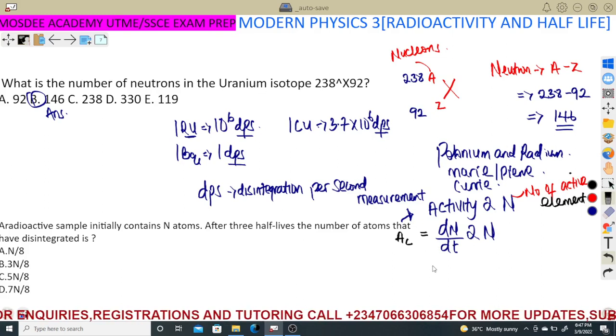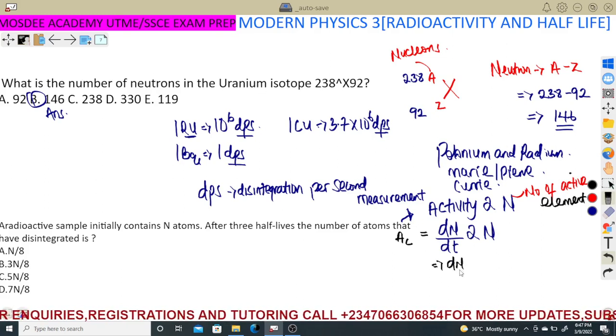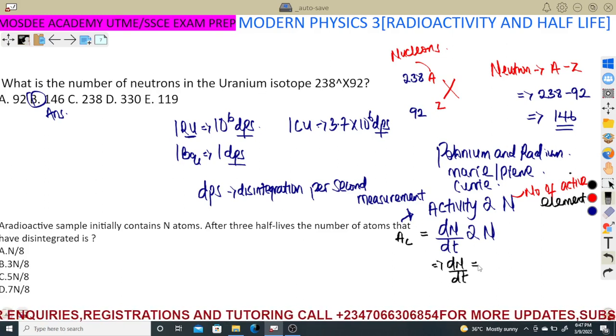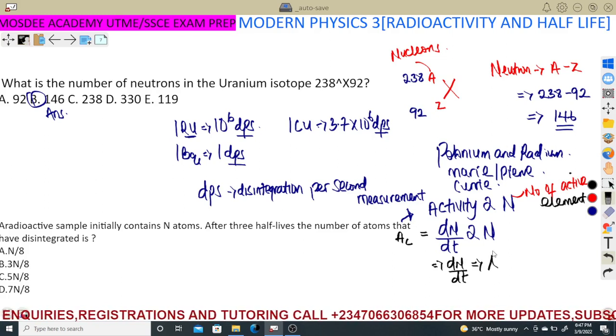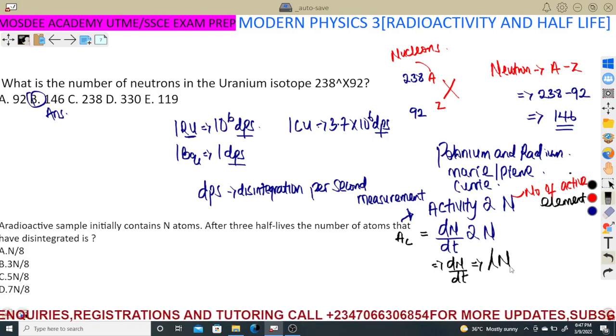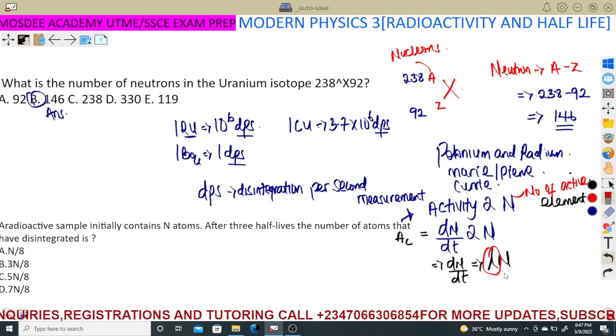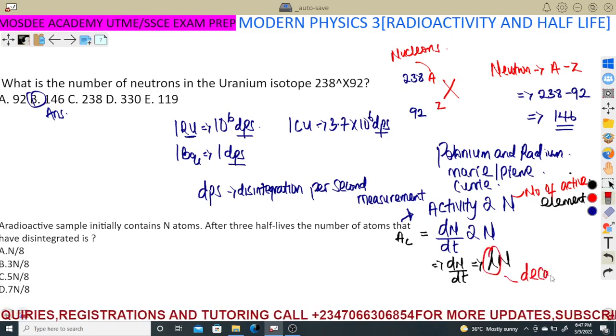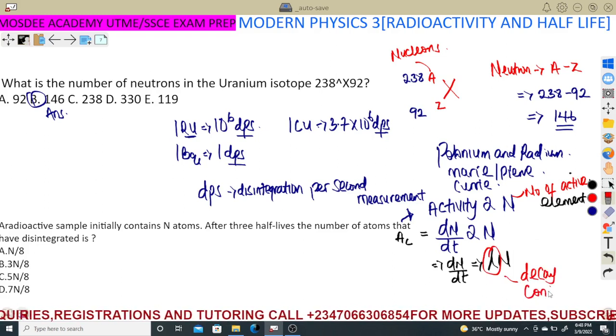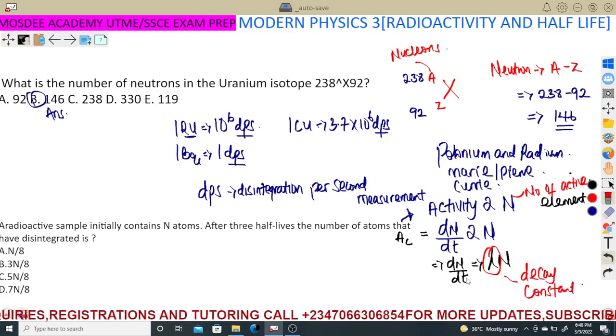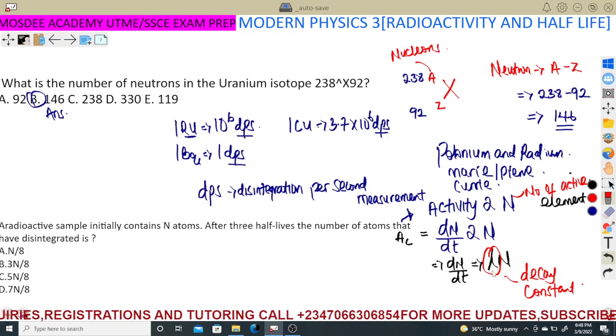Now, from your mathematics, you can say dN/dt is equal to, and we now introduce a constant we call lambda, λ. This lambda is another important term my students can keep in mind. This is called the decay constant. So let it be known, this is how we come about the decay constant.